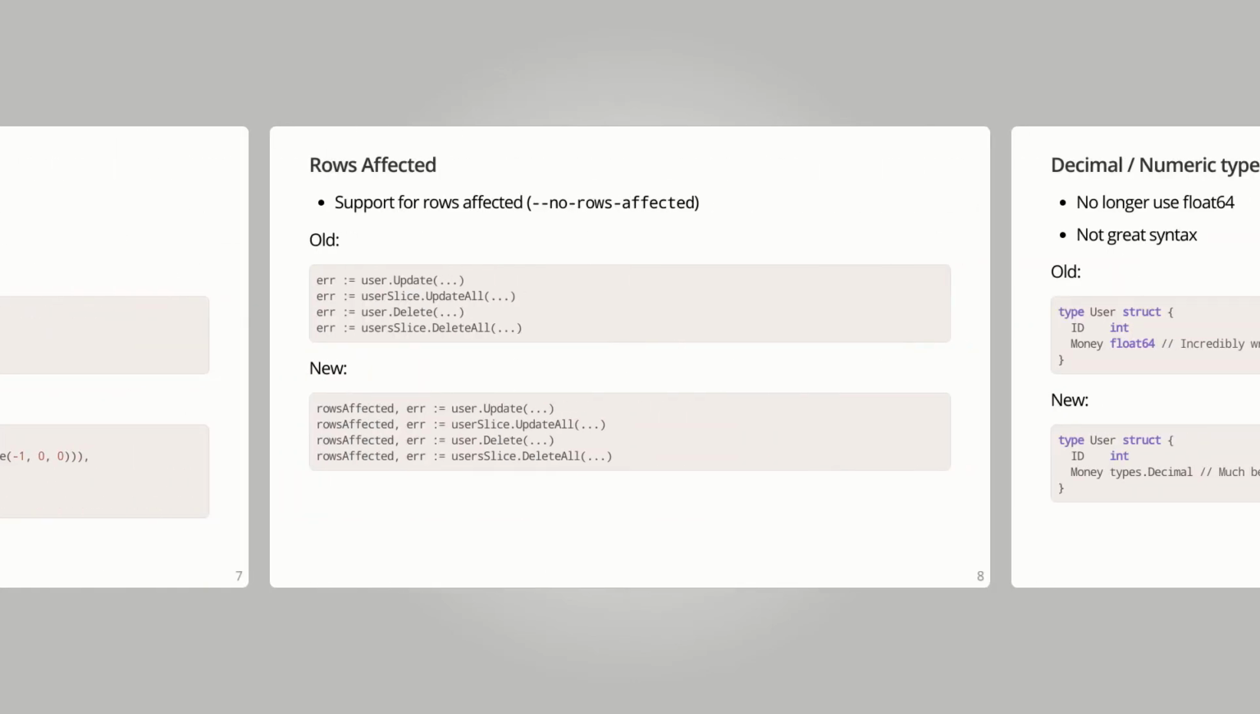Now, the next feature we've got is rows affected. So we added support for rows affected. Some people had use cases where rows affected was useful, caching, and all sorts of other interesting things. So the old way, update, update all, delete, delete all, maybe even a couple more than that, they just returned error. Now they have rows affected in it. This is a breaking change. You can turn it off with no rows affected.